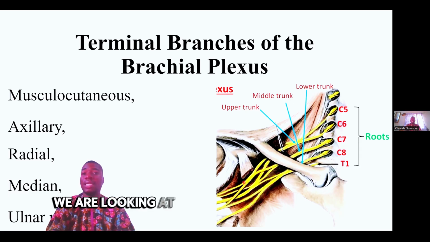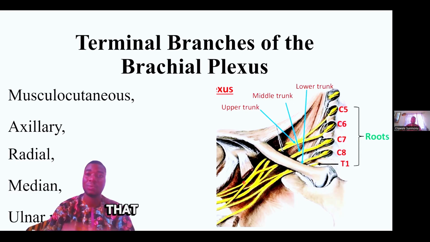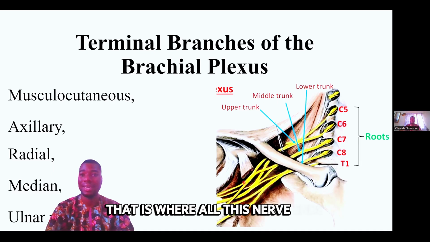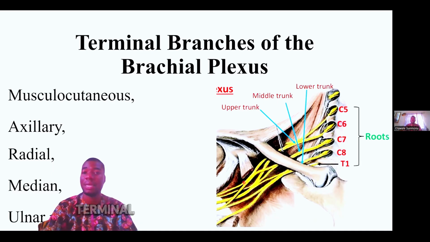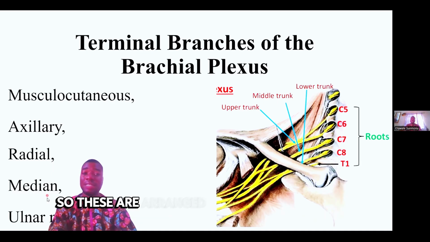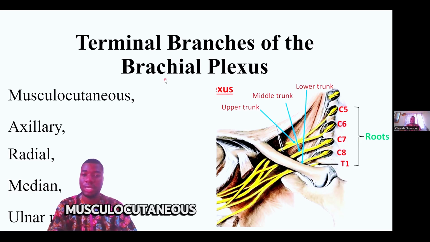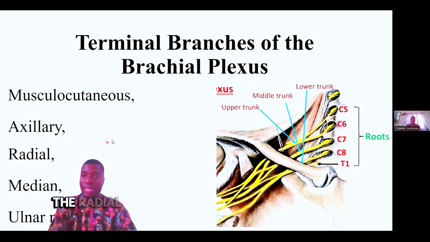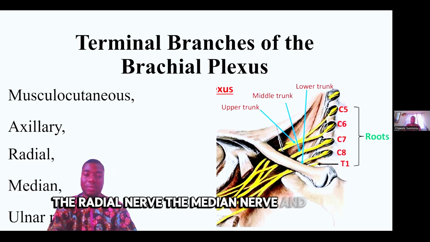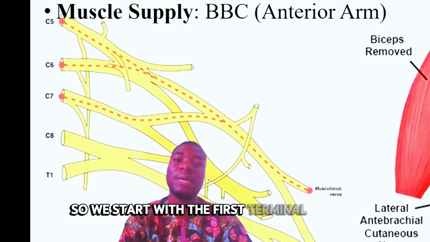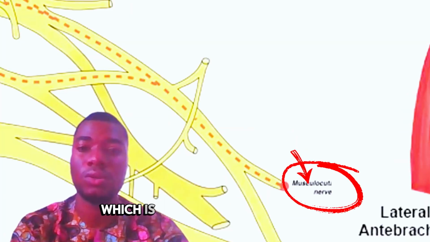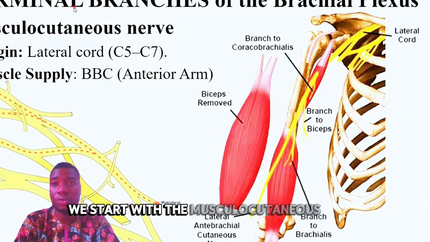All right, so we are looking at the terminal branches of the brachial plexus. That is where all these nerve roots end. There are 5 major terminal branches of the brachial plexus. These are arranged from lateral to medial: musculocutaneous nerve, the axillary nerve, the radial nerve, the median nerve, and the ulnar nerve. So we start with the first terminal branch, which is the musculocutaneous nerve.